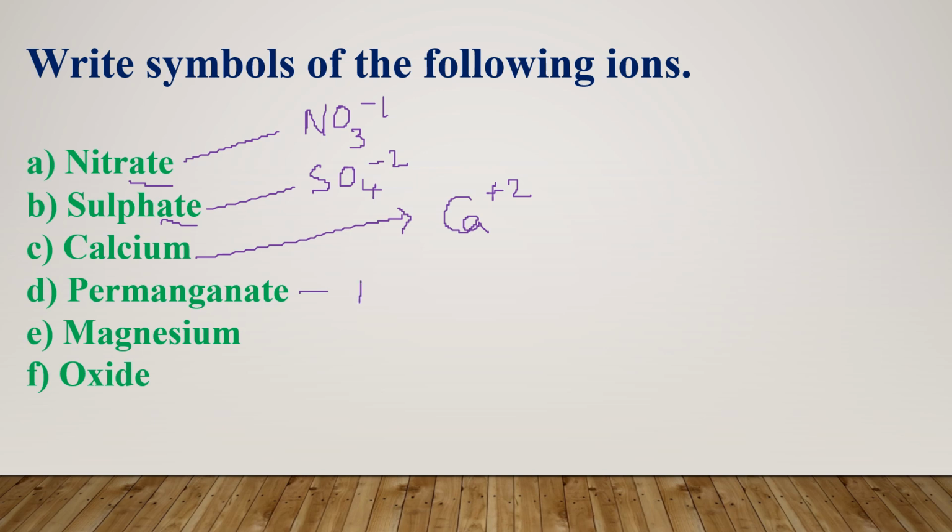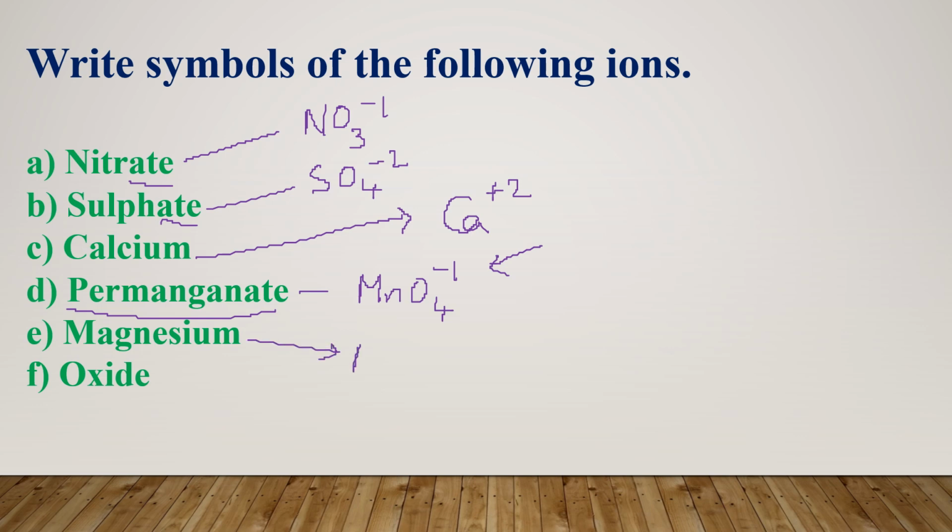Next, permanganate. Manganate, permanganate. Permanganate means MnO4 minus 1. We can call it permanganate. If it is manganate, then you have to change the charge. Only manganate means MnO4 minus 2. But he is asking here permanganate. Permanganate means MnO4 minus 1.